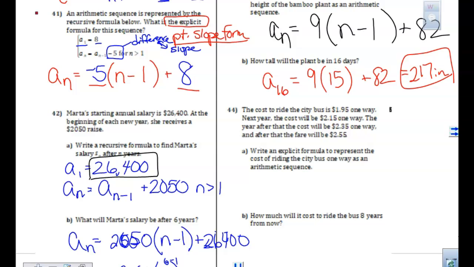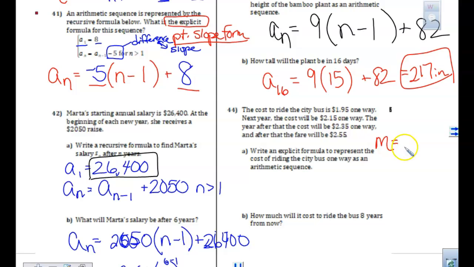All right. So are you ready to help us with 44? Explicit formula. Cost of the city bus, $195 one way. Next year the cost goes to $215. The year after it's going to $235, $255. What are they trying to tell us when you read that? How much it goes up every year? So that's my rate of change, right? My slope. How much is it going up every year?